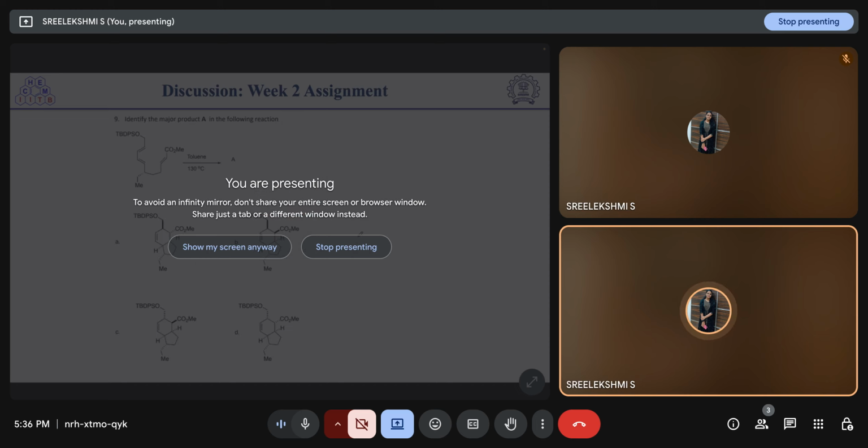Now, the next question, identify the major product A in the following reaction. So, this compound upon treatment with toluene under heating at 130 degrees Celsius, which will be the major product formed here?